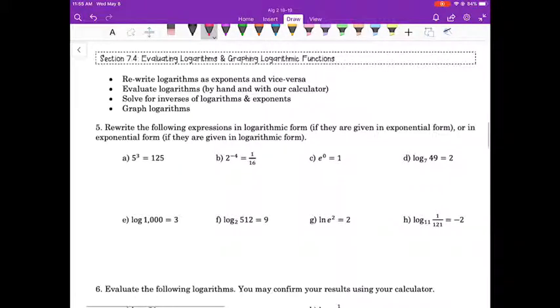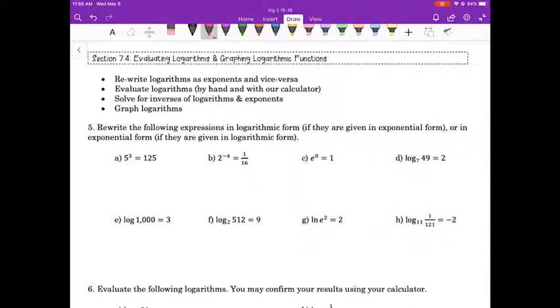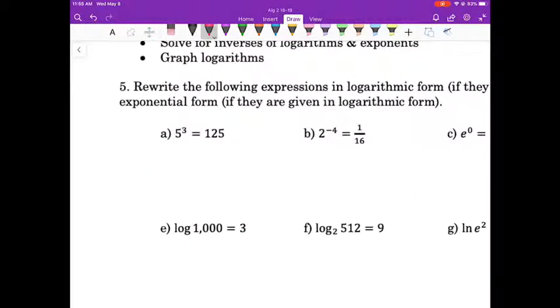Moving on to section 7.4, that was when we learned about logarithms. So we need to be able to rewrite logs, evaluate logs by hand and with our calculator, solve for inverses, and graph logs. So in problem 5, we are just rewriting each of these. And if it's given to us in exponential form, if we have an exponent, we want to end with a log. So that's when we log loop it.